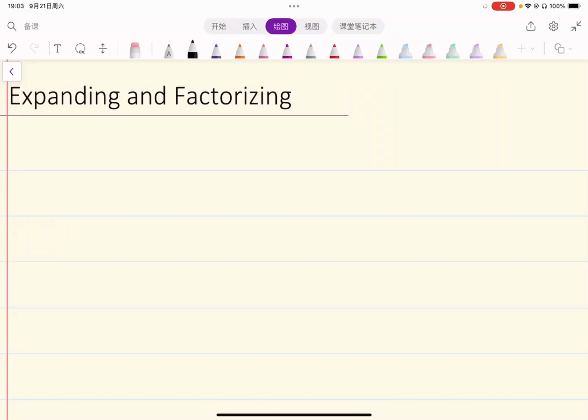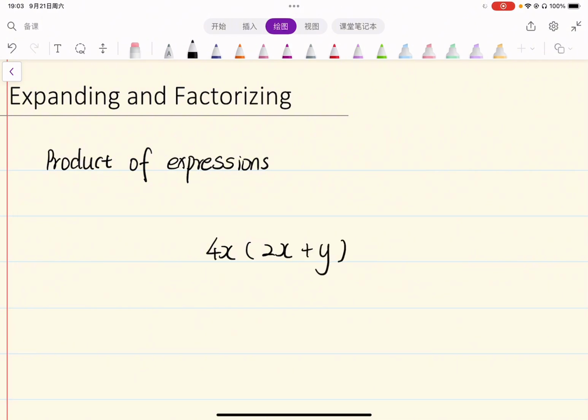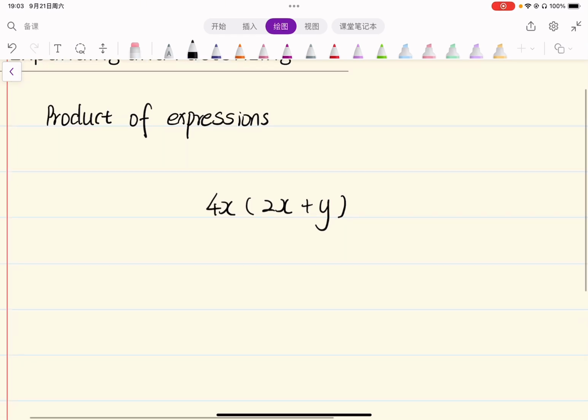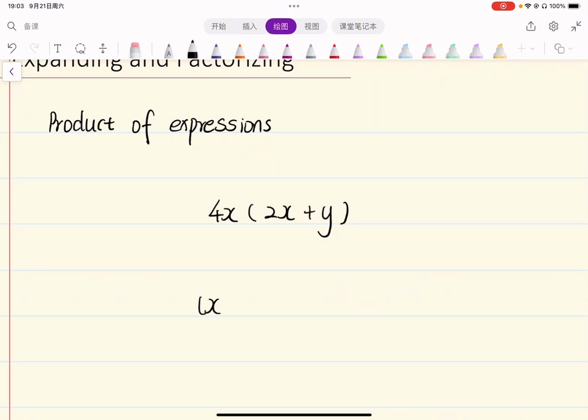Hello everyone, in this video we are going to learn about expanding and factorizing. In the exam, we sometimes see questions like the product of expressions, such as 4x times (2x plus y). The 4x is the first expression and the bracket 2x plus y is the second expression. And another example, such as (x plus 2y) times (x minus 5y).